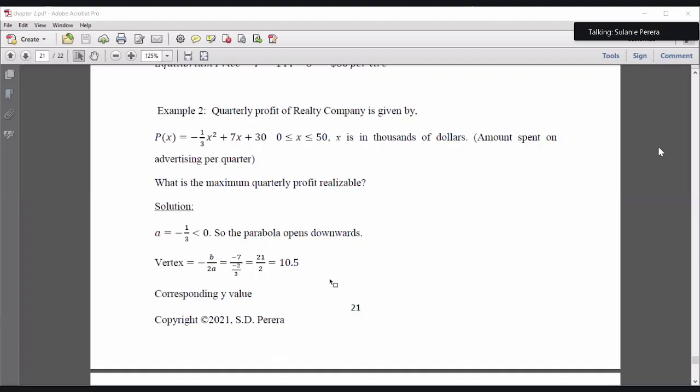Okay, so here the quarterly profit of a realty company is given by this. They have given the profit function. What is the maximum profit? So how do you know that this will be a maximum? How can you figure out whether this will be a maximum or a minimum?